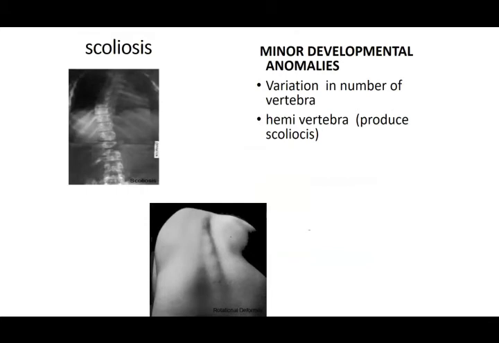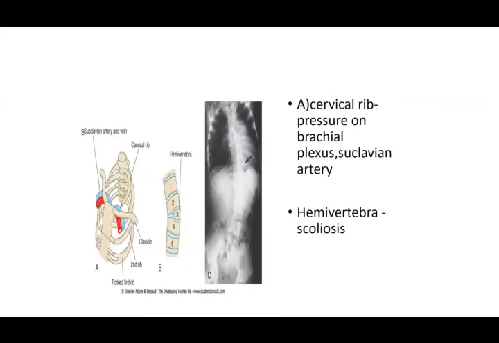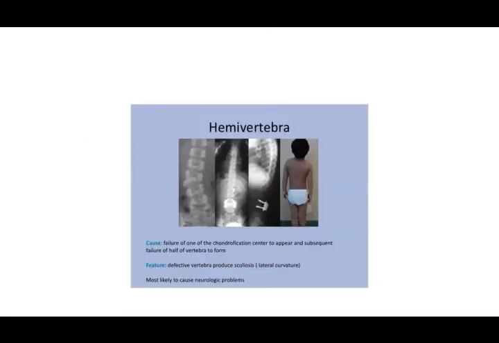Then there are minor developmental anomalies that can be there. The normal number of vertebrae may be absent, or there may be a hemivertebra, that is, the vertebra is not completely developed. Half of it is developed, that is called your hemivertebra. If you see in this picture where we have marked the number 3 vertebra, that is half. Full of it is not ossified, so it is called a hemivertebra. This causes failure of one of the ossification centers to appear and subsequent failure of half of the vertebra to form. So defective vertebra produce scoliosis.